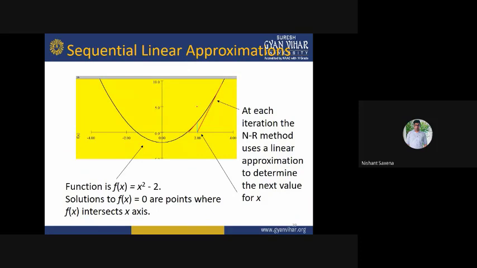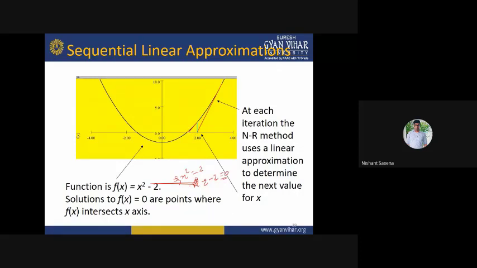Now look at this. This is what we are looking for. This is the graph of the function f(x) = x^2 - 2. When we plot this, we get this type of plot. The solutions to f(x) = 0 are the points where f(x) intersects the x-axis. f(x) comes to be 0 when x^2 comes to be 2, because then 2 minus 2 is 0.